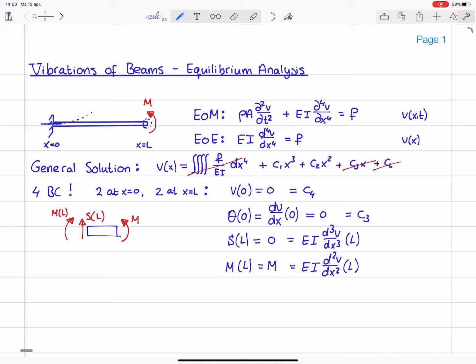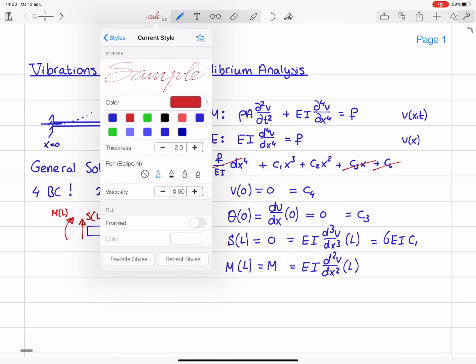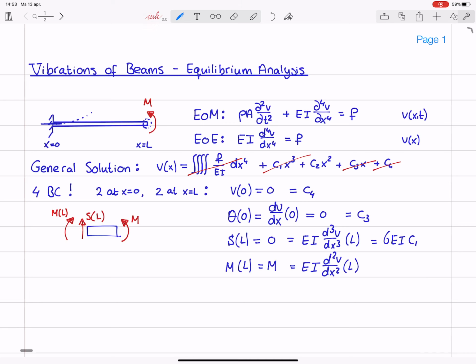Then for the third boundary condition, we need the third derivative. So if we differentiate once, we get 3c1x squared. Another time we get 2 times 3, that's 6c1x. Another time it's 6c1. So this is in fact 6EI times c1. So that means that c1 is 0 as well. A lot of these coefficients are 0 for this example.